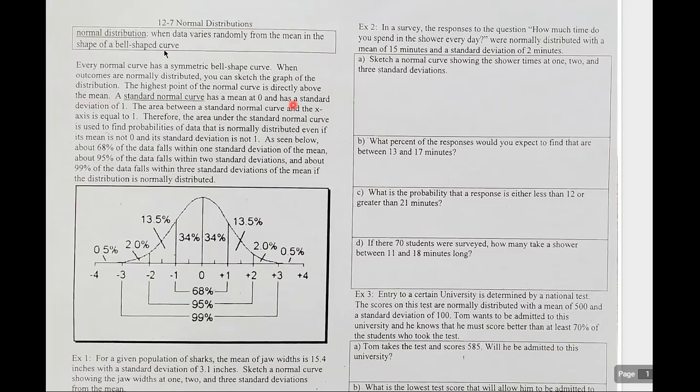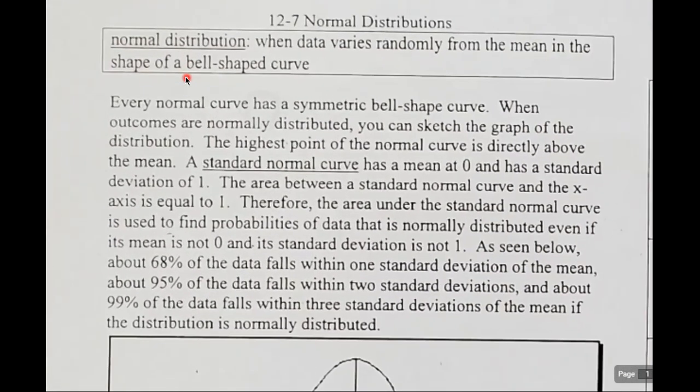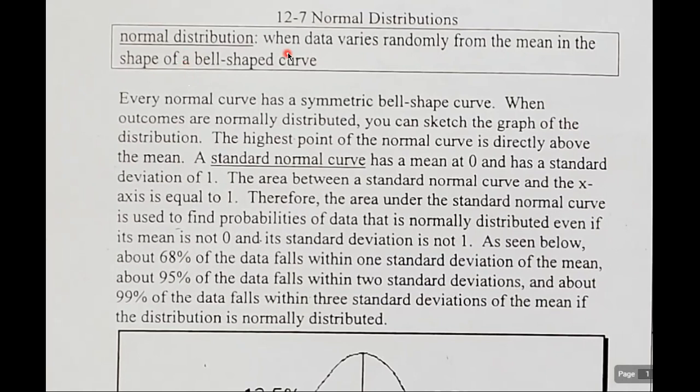So now we're looking at this worksheet, okay? And this is going to be on normal distributions. So let me kind of zoom in on this. Normal distributions: data varies randomly from the mean in the shape of a bell-shaped curve. Every normal curve has a symmetric bell-shaped curve. When the outcomes are normally distributed, you can sketch the graph of the distribution.